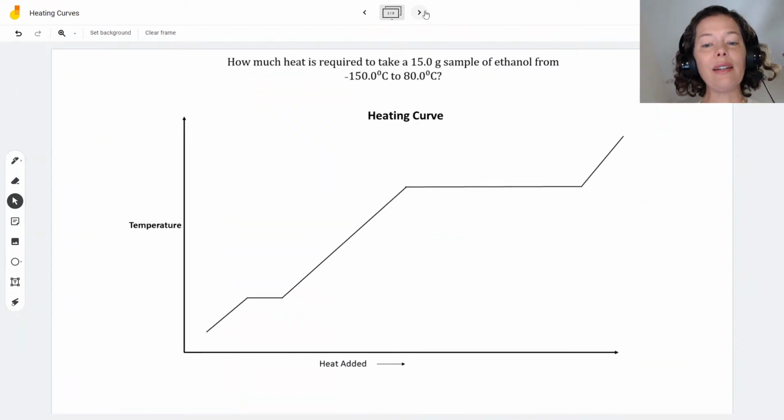Okay, so here is our first question, and it asks how much heat is required to take a 15-gram sample of ethanol from negative 150 to 80 degrees C. Now, again, before we start on this actual problem, here is basically a blank heating curve. Let's just talk about the different parts and how they come together.